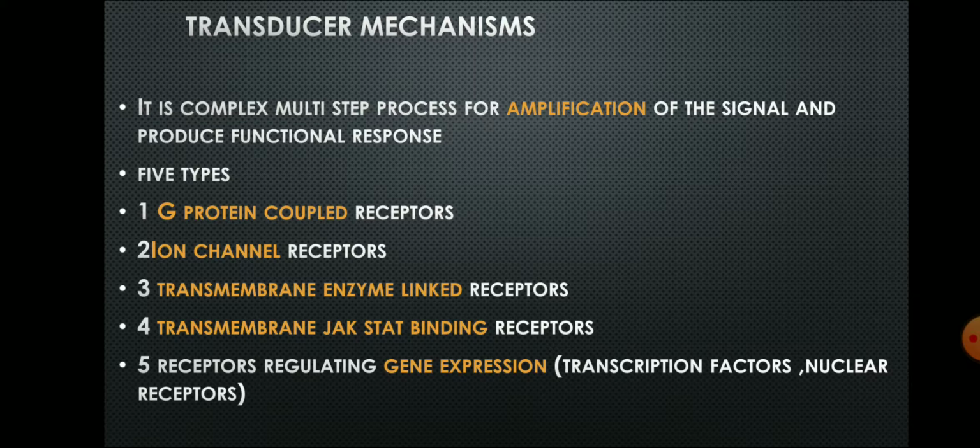Then the second, ion channel receptors, transmembrane enzyme linked receptors, transmembrane JAK-STAT binding receptors, and finally the receptors regulating gene expression involving transcription, nuclear receptors, and those ones. Okay, so the rest of the video, what we are going to do is elaborate these receptors, these mechanisms. The rest of the video is going to cover the transducer mechanisms in detail.